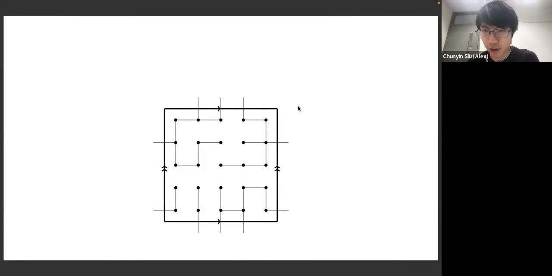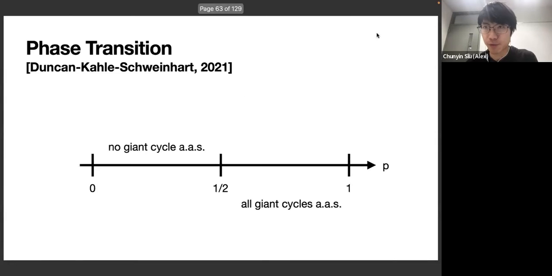And you can ask whether this is going to be typical behavior. And this theorem by Duncan, Kahle, and Schweinhart says that again, there's a critical threshold at different dimensions as well. Above the critical dimension 1/2, you are going to have giant cycles asymptotically almost surely. And below that, you're going to have no giant cycles. So again, we have some extension of classical results on phase transition for these percolations.